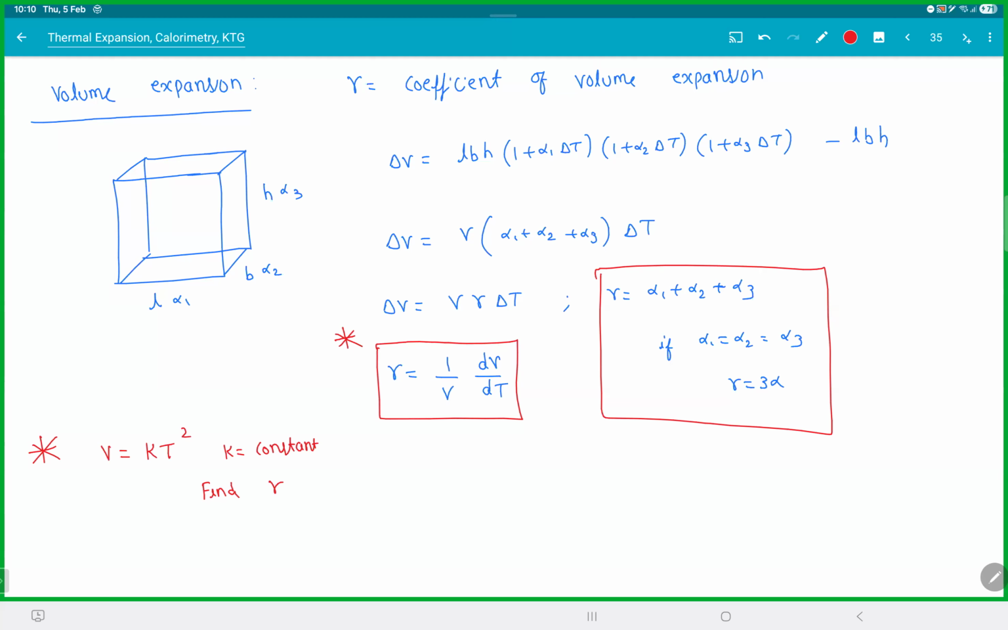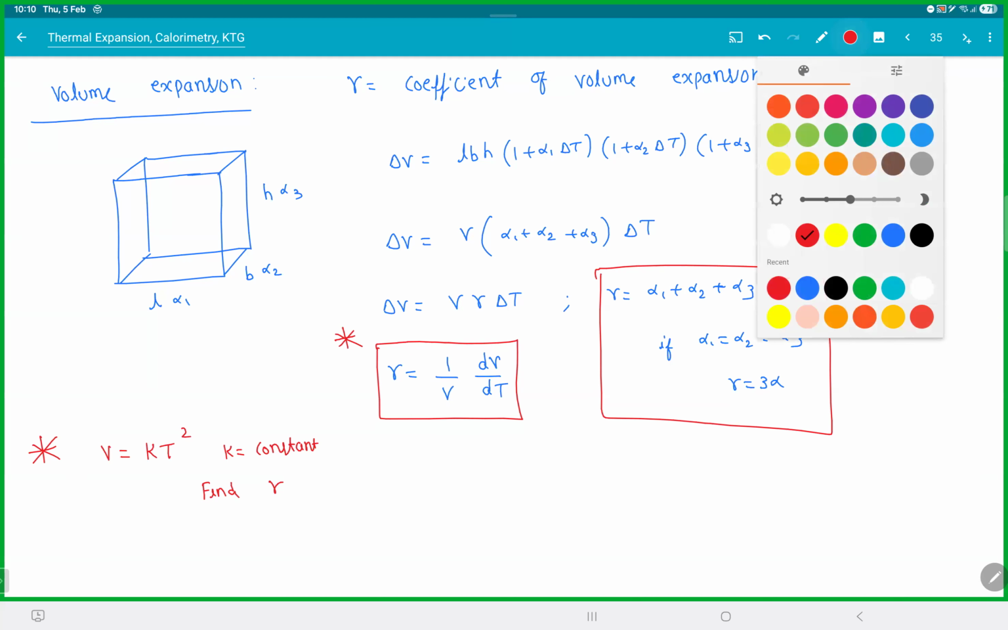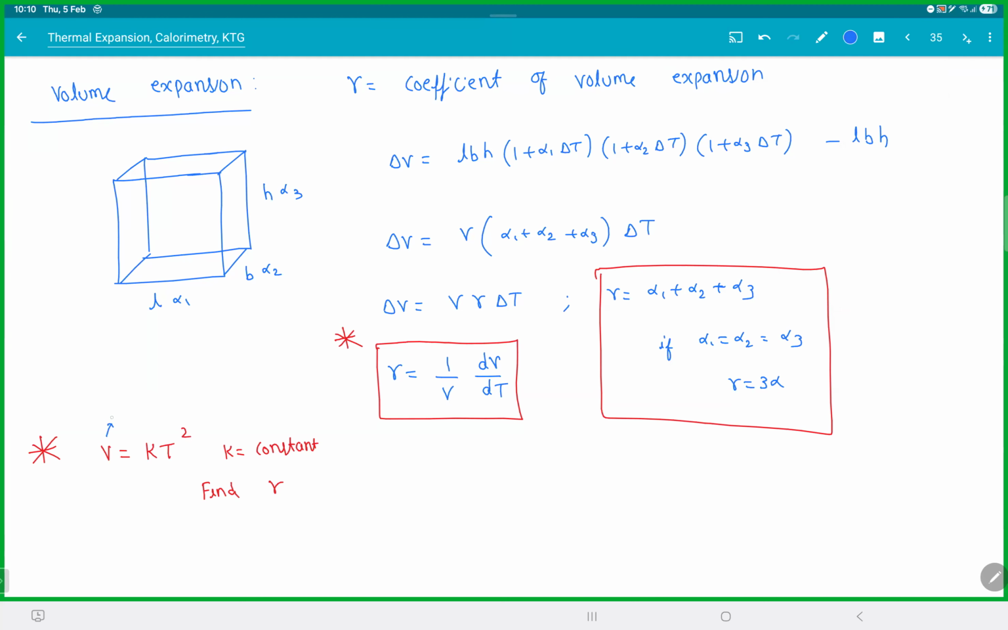That's a PYQ. A gas undergoes a process where V is the volume, T is the temperature. V is equal to kT square, K is constant. Find the coefficient of volume expansion of this gas. Bas, that was a question.